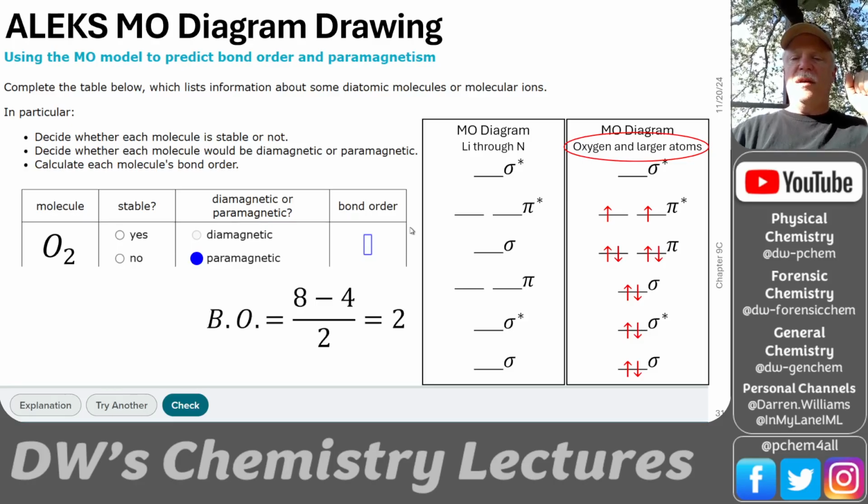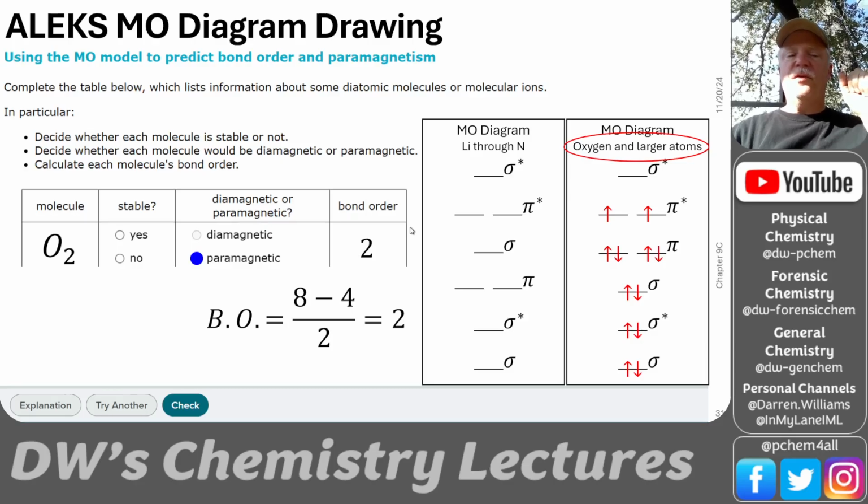Let's add up the non-starred ones. 2, 4, 6, 8 non-starred ones and 4 starred ones. And so we end up with a bond order of 2. And again, a bond order of 2, that's a double bond. It's a strong molecule, so it's very stable.